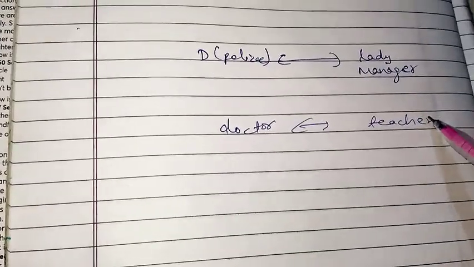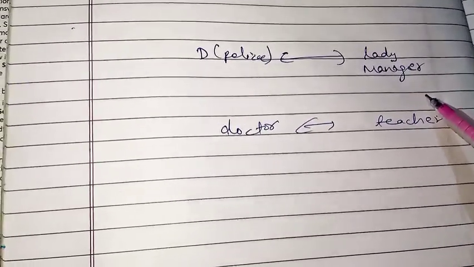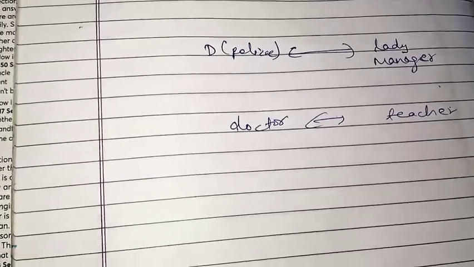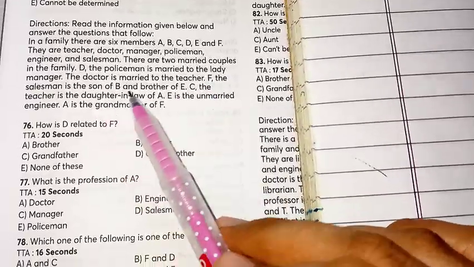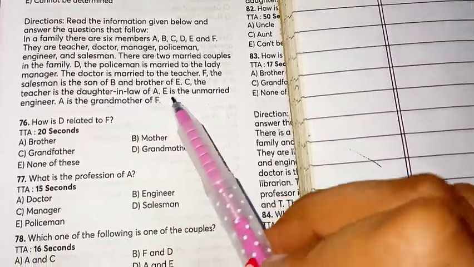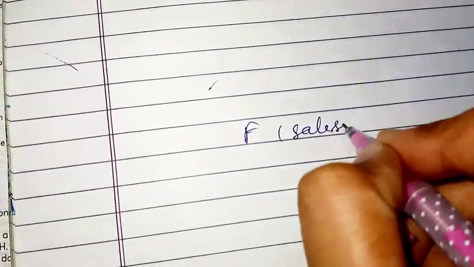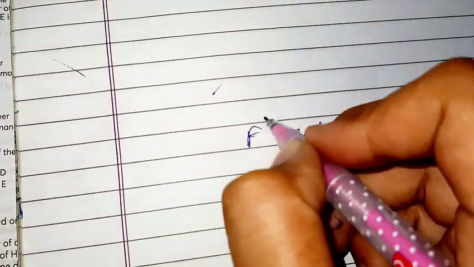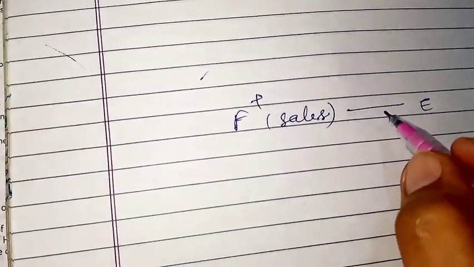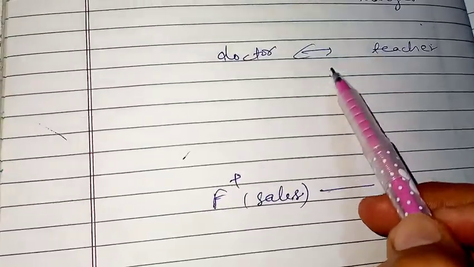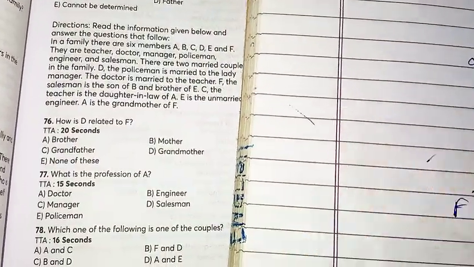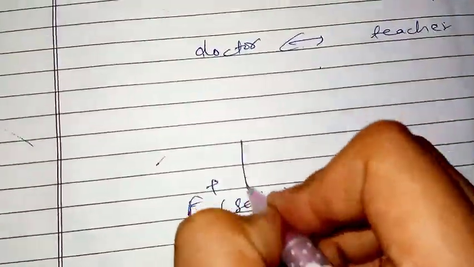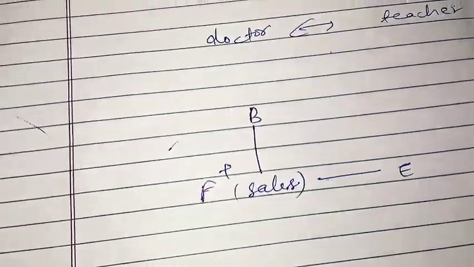So now both of the couples are completed. Now other persons will be there but not the couples, okay? Because there are only 2 couples. Then F, the salesman, is the son of B and brother of E. So F is a salesman, and F is the brother of E. It means F is male and brother of E. For brother I use this sign, and for couple I use this arrow, okay? And F is the son of B. So here F is the son of B. It means B is the father or mother of F, okay?